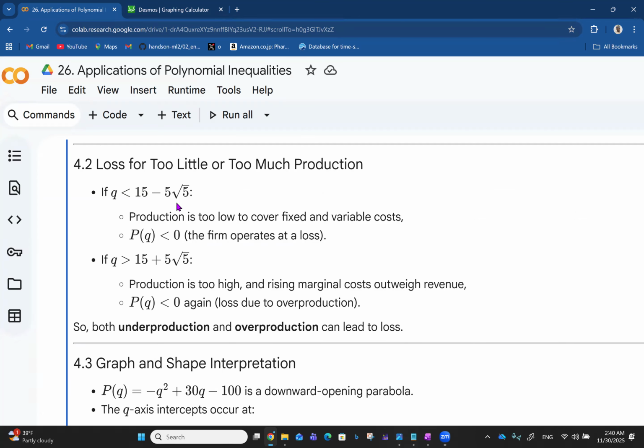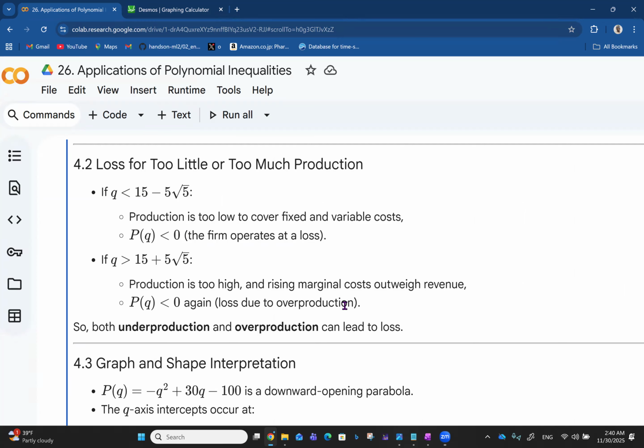If Q is less than 15 minus 5 root 5, production is too low to cover fixed and variable costs. So in this case, the profit is less than 0, so the firm operates at a loss. If Q is greater than 15 plus 5 root 5, production is too high and rising marginal cost outweighs revenue. So P of Q will be less than 0 again. So this is loss due to overproduction.